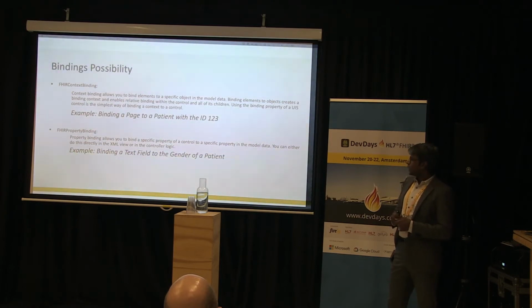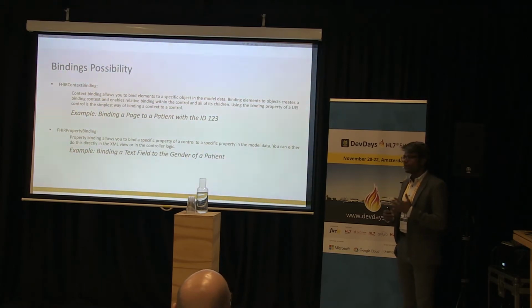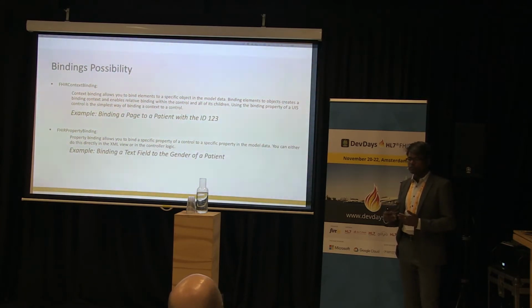In case of a context binding, it's basically about binding a certain resource completely into your interface. Let's assume you have a patient of ID XYZ, and you want to display the entire information of this patient in a particular page. Like I showed in the beginning, as a patient, I log into my health portal to see my profile, and then I can list all the patient's details, which includes the name, address, contact details, and everything. So this is basically binding a particular resource completely into the view. That's a context binding.